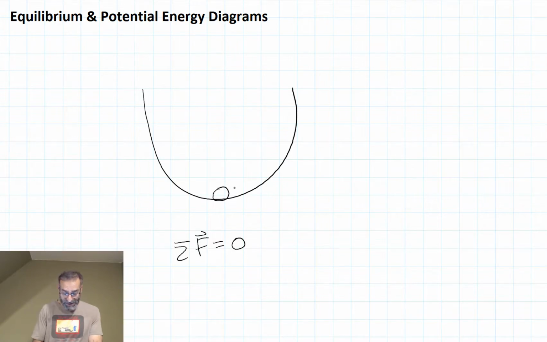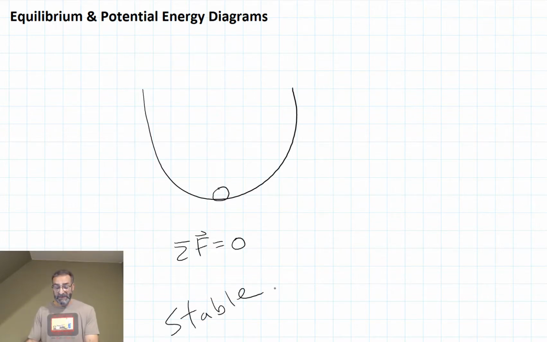And we call that stable equilibrium because if we displace it a little bit from the equilibrium position, if we push it a little bit to the right, where is the force on the ball? Back toward the equilibrium position. If we push it a little bit to the left, where's the force on the ball? Back toward the equilibrium position. It wants to be at that lowest potential energy location. We call that stable equilibrium.